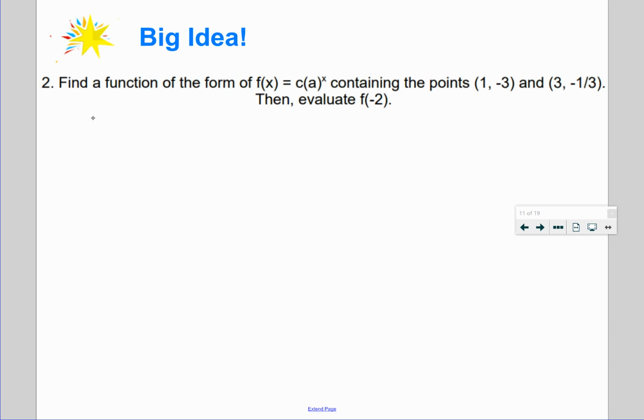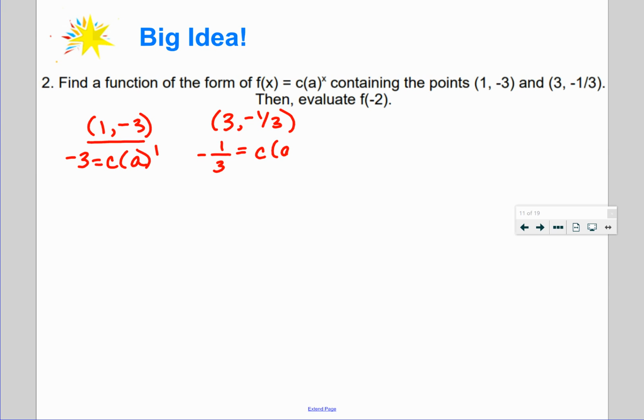So I'm going to do this twice. I'm going to plug in (1, -3). -3 is my y, or f of x. 1 is my x. So it's going to look like -3 equals c times a to the first. And then if I plug in (3, -1/3), it's going to be very similar. -1/3 equals c times a to the third. So what I've created now is a system of equations.